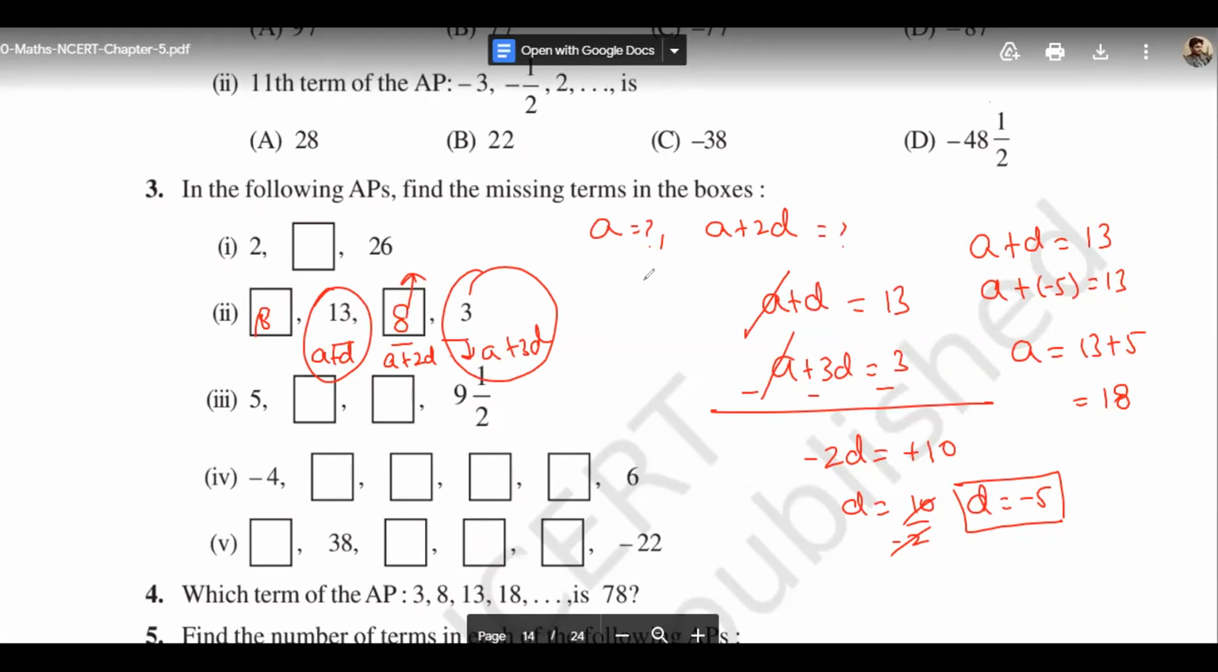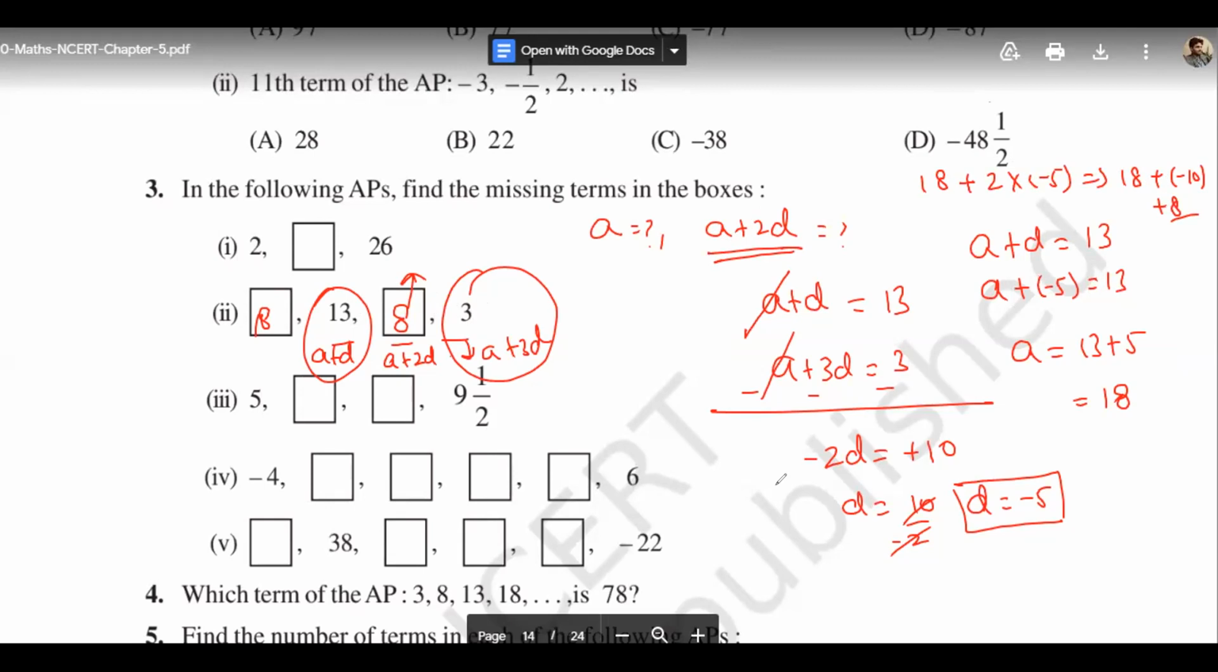Or you can find it that the third term is a plus 2d. You know the value of a is 18, and then plus 2 into d, which is minus 5. So you can write it like this: 18 plus minus 10. So you will get plus 8. So here it is clear. Now clear, everyone?